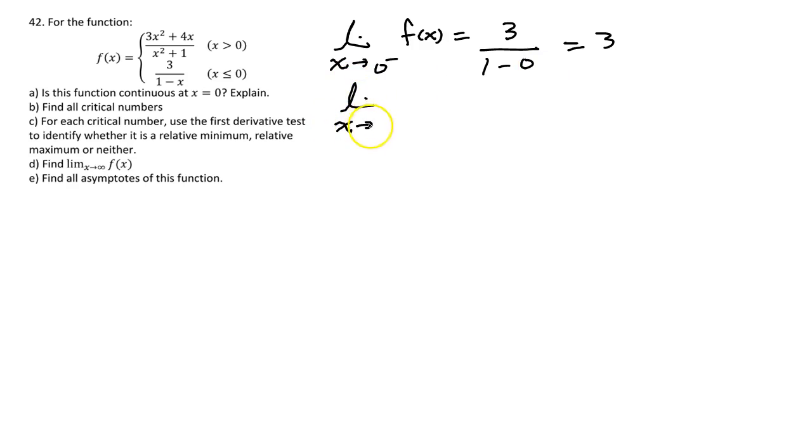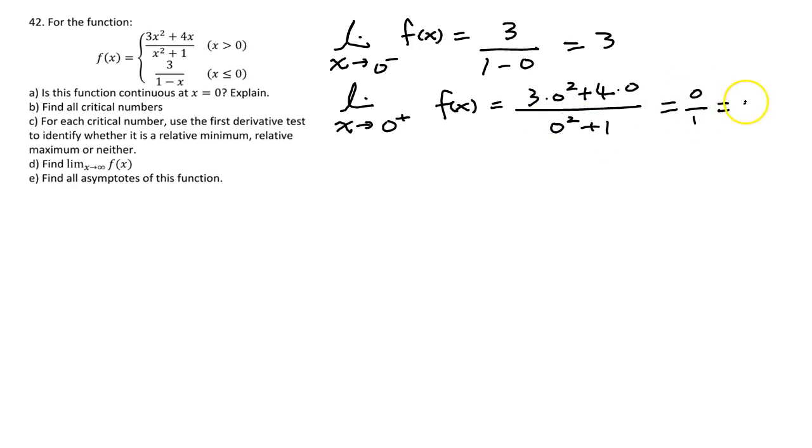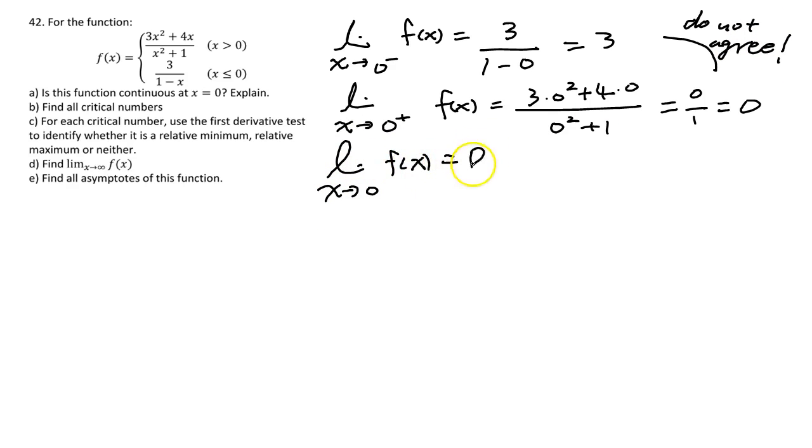Now let's look at the limit from the right. In that case, it follows the top one. So when we plug in 0 into the top function, we end up with 0 over 1, which is 0. Now, do these agree? They do not agree. What does that mean? That means that the limit as x goes to 0 of f of x does not exist.